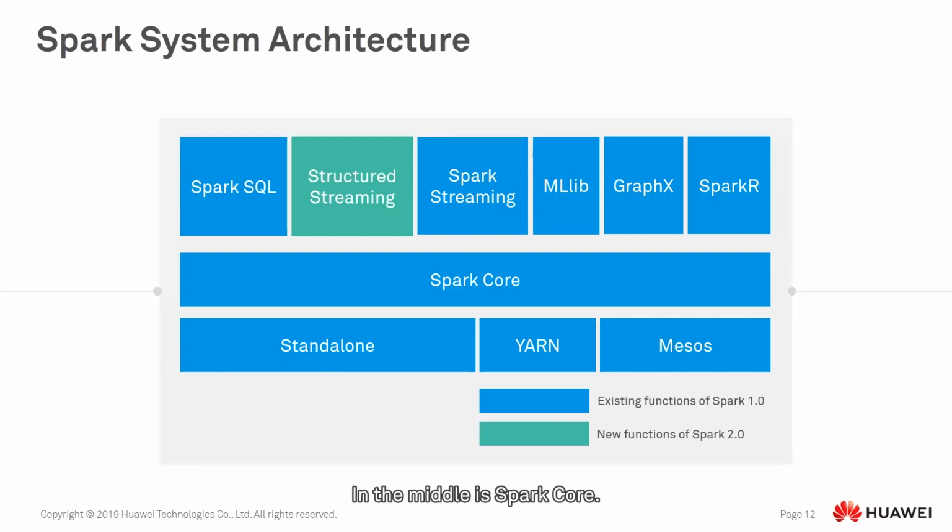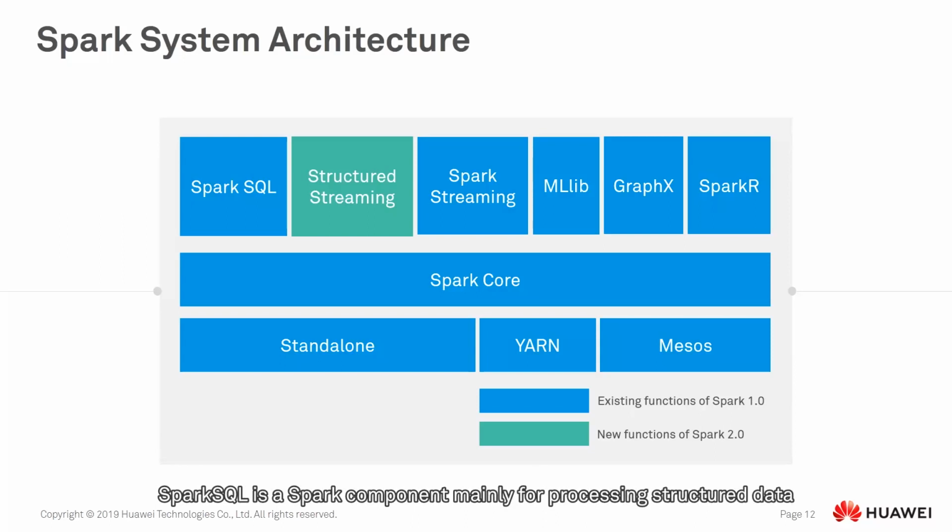In the middle is Spark Core. It's a distributed computing framework similar to MapReduce. The intermediate computation result is directly stored in memory, which improves the computation performance. On top are some functional modules.